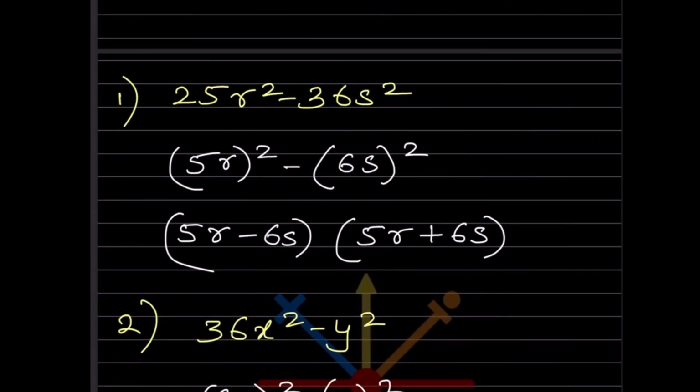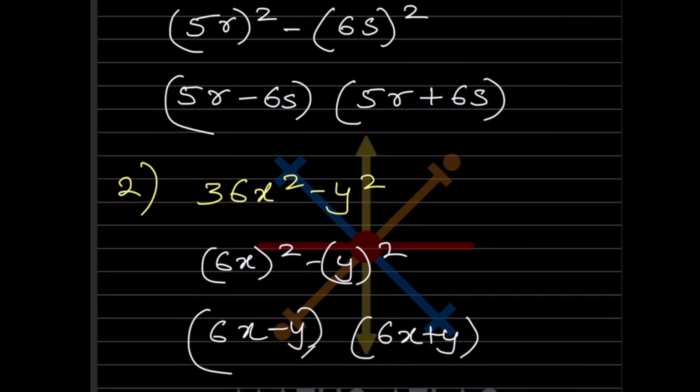Here again the same, this is also a perfect square and this is also a perfect square. So what are you going to write here? 5 and this r and the square of it. Again here this will be 6 s, 6 squared is 36, and the square of it. So again this is a square minus b square, which means a minus b and a plus b.